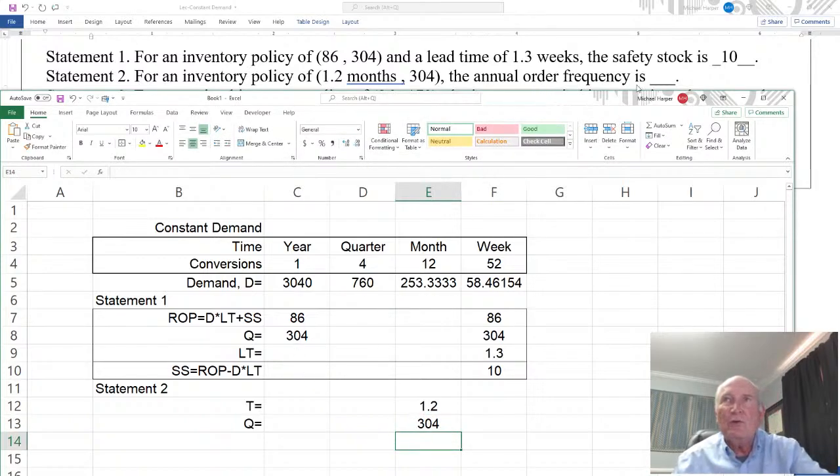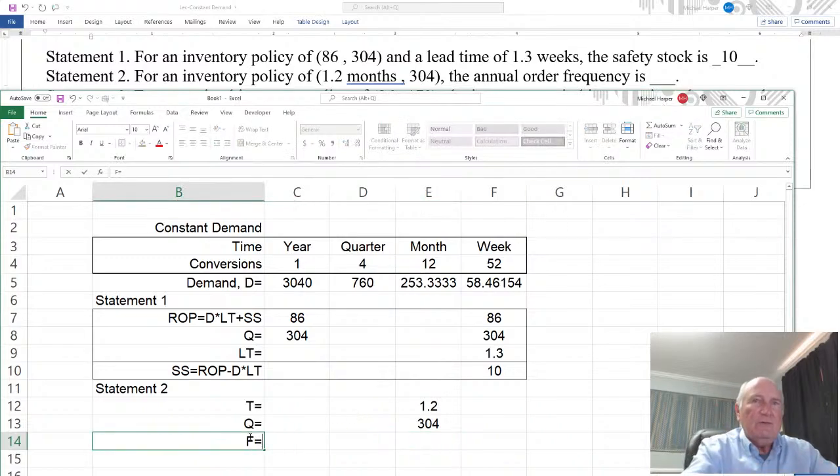The annual order frequency is what? Now the frequency simply equals 1 over T.